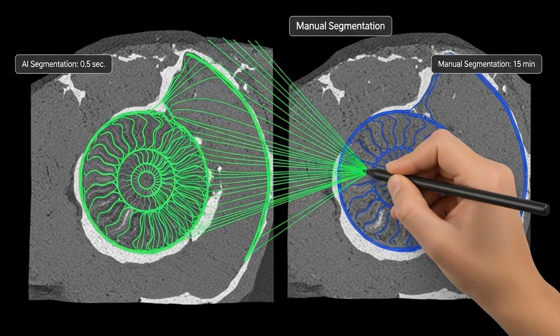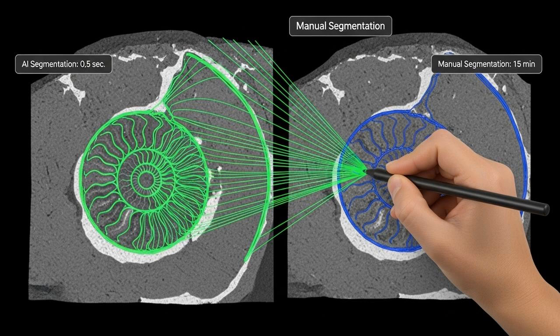One of the most time-consuming jobs in digital paleontology is called segmentation. This is the process of digitally separating the fossil from the surrounding rock or matrix in a CT scan. Because the fossil and the rock often have very similar densities, it's hard to tell them apart just by looking at the grayscale images. Manually tracing the outline of the fossil, pixel by pixel, slice by slice, can take a researcher months of tedious work. AI turns this marathon into a sprint.